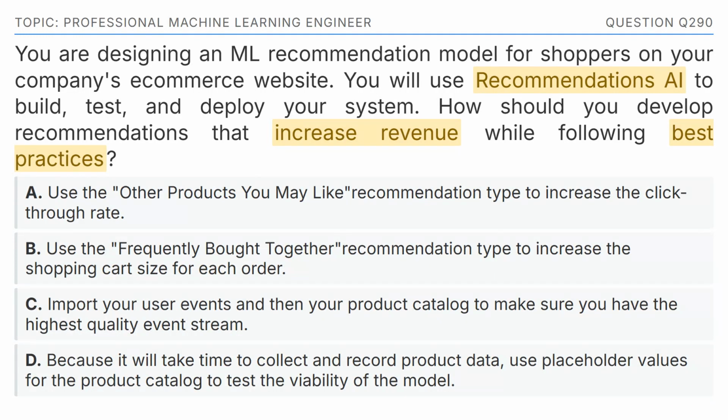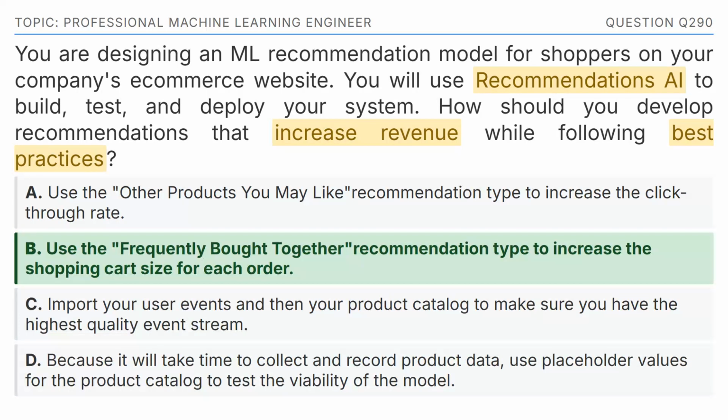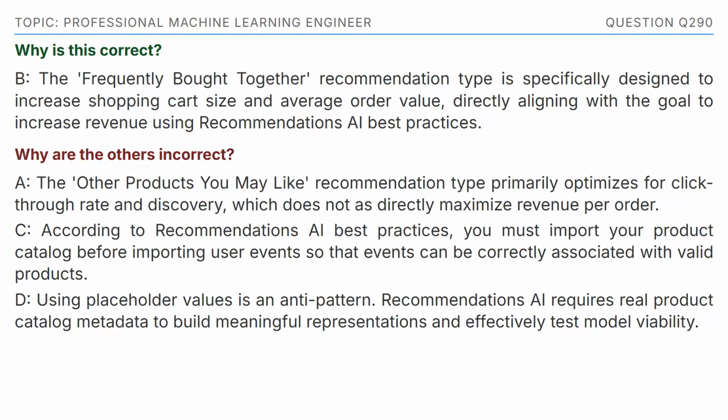To arrive at the correct answer, we focus on the keywords: Recommendations AI, increase revenue, best practices. The correct answer is option B, use the frequently bought together recommendation type to increase the shopping cart size for each order.